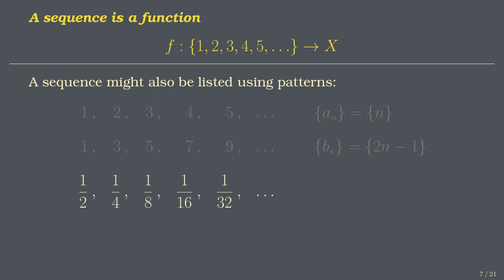And similarly, you have the sequence of 1 over 2 power n that is listed by 1 over 2, 1 over 4, 1 over 8, 1 over 16, 1 over 32, etc. So the dot dot dot means that now the pattern should be clear enough for you to determine the successive terms of the sequence. So say for example the next term after 1 over 32 should be 1 over 64 and so on.